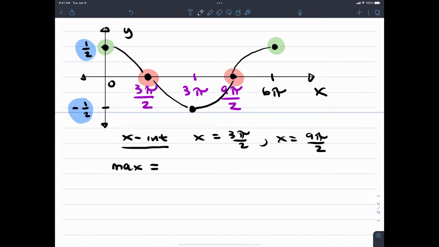What's the maximum value of cosine? 1/2. And where does that happen? X is 0. What else? There you go.